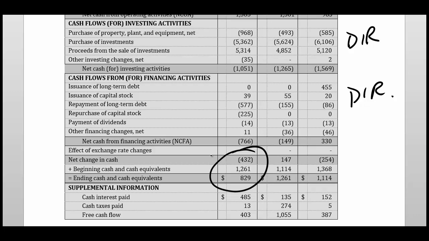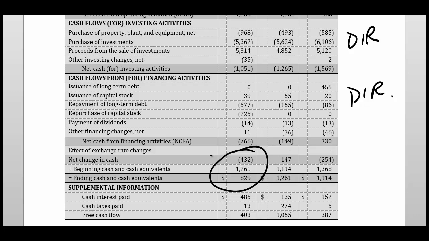Two other points I want to make before we get into direct and indirect in more detail. At the bottom of the cash flow statement, you have to give certain information about the company's cash flow. Companies are required to present interest paid and income taxes paid. Those are two numbers that are required to be presented. They're usually presented at the bottom of the cash flows. Free cash flow does not have to be presented. It just happens to be in this case.